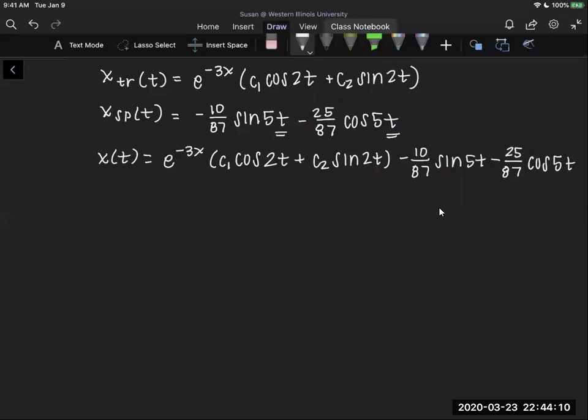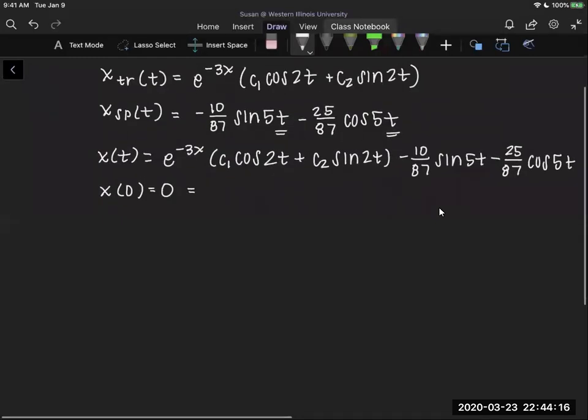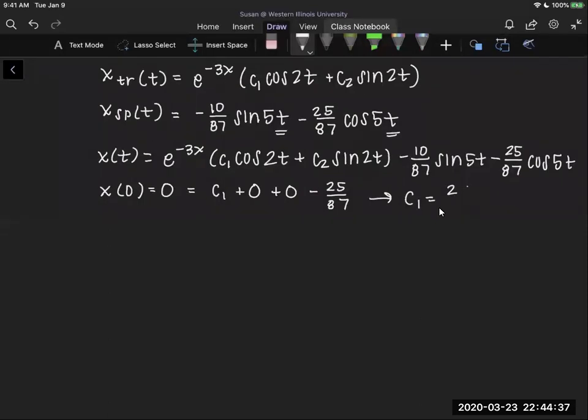All right, so our first initial condition was the following, that x of 0 is 0. So let's go ahead and just plug that in. The exponential function goes to 1, cosines all go to 1, sines go to 0. And so that leaves us with this calculation. So we've now concluded that C1 is 25 over 87. Okay, good. There's one of our answers.